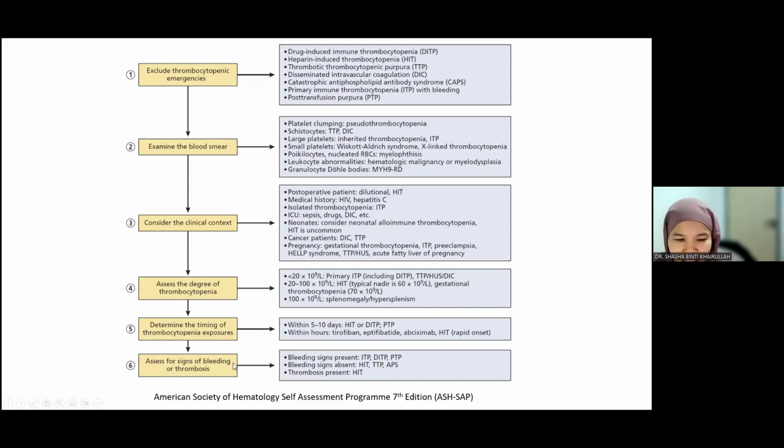Of course, bleeding and thrombocytopenia is more common, but there are conditions whereby thrombosis is more predominant. And these are conditions like heparin-induced thrombocytopenia. Sometimes bleeding signs are also absent, for example, in thrombotic thrombocytopenic purpura or antiphospholipid syndrome.